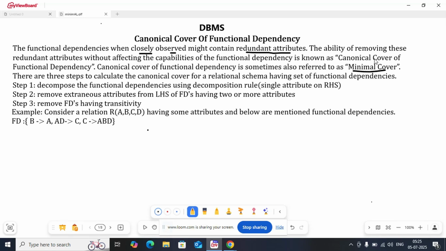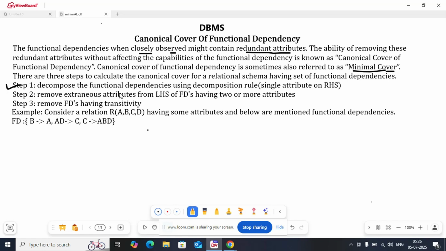So if we remove that redundant attribute, it should not affect our functional dependency capability. How to do that? That is basically done by canonical cover of functional dependency, which is also known as minimal cover. So how can we perform it? We can do it in 3 steps.